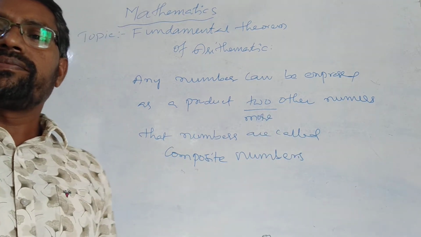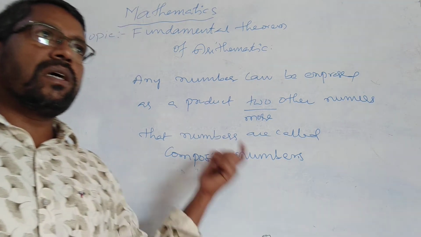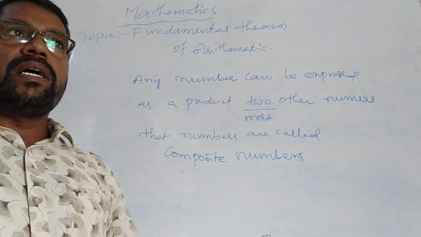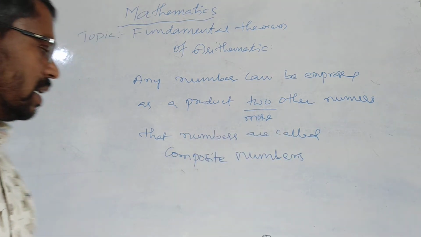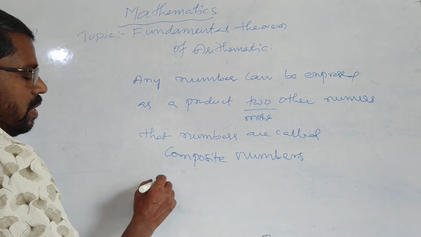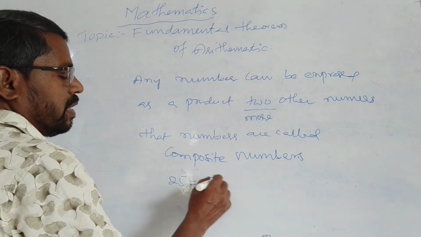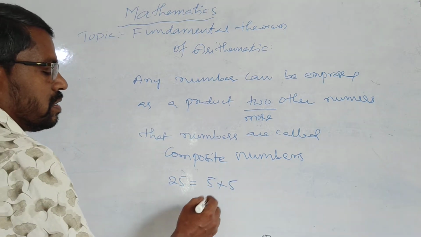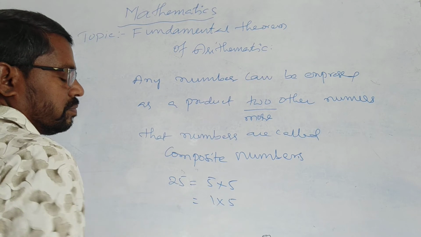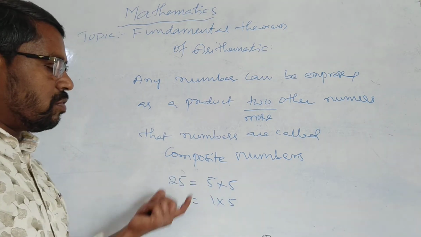Composite numbers. The idea about a composite number is that the number may be expressed as a product of two or more factors. Let us suppose I want to take 25. 25 can be written as 5 into 5, and also we can write it as 1 into 5. This is only two ways, or two or more ways.